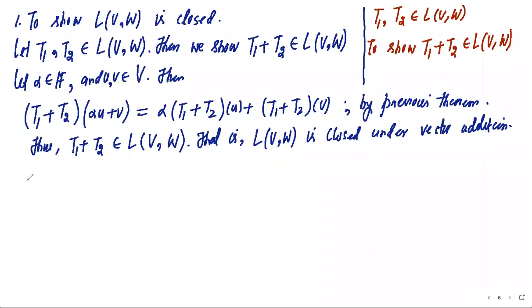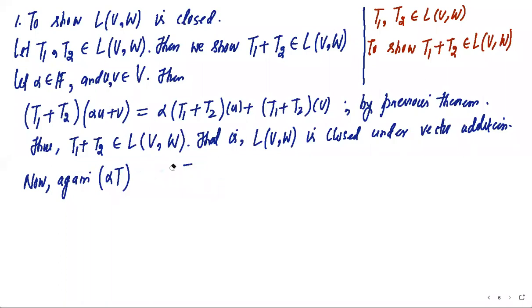under the scalar multiplication. Now again alpha times T of V. Now this is equal to alpha times T of V, and this belongs to... prove करना होगा, this is linear transform.